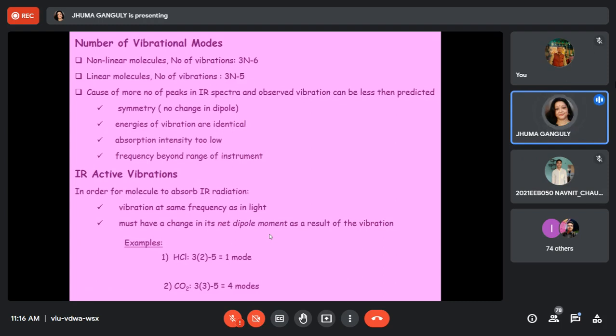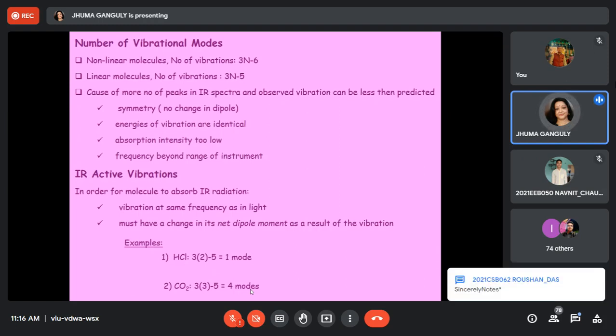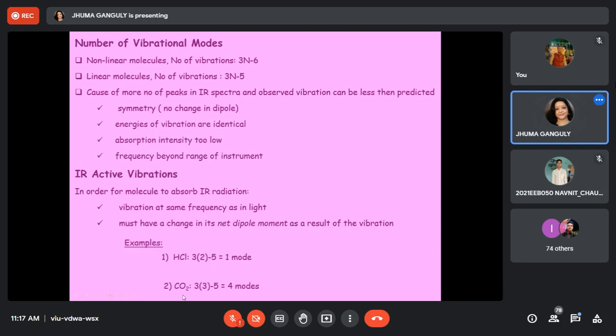For example, we took HCl. This is linear, 3N minus 5, so one mode. For carbon dioxide there are 4 modes. This is the simple calculation for checking the number of vibration modes involved in IR. Both are IR active. For carbon dioxide, what happened? Is it IR active or not? It is linear.